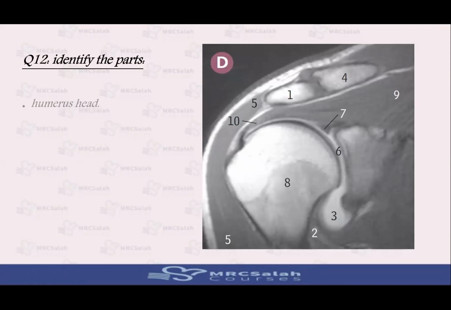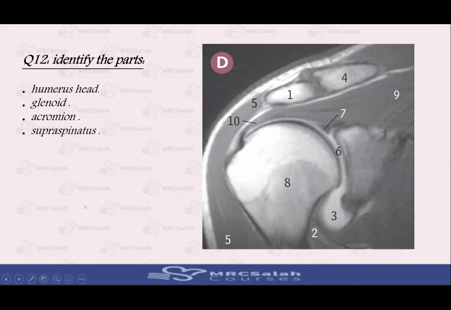Okay, Dr. Bruma, can you tell me where the humerus head is? Which number? It's number 8. Okay, Dr. Muhammad, what about the glenoid? Glenoid is number 6. Okay, next, Dr. Bruma, what's the acromion? Where is the acromion? It's number 1. Okay.